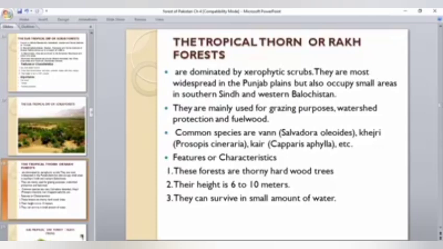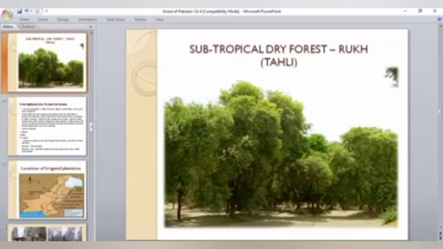Common species are Van, Khejri, and Kher, etc. Features or characteristics: these forests are thorny hardwood trees. Their height is about 6 to 10 meters. They survive on a small amount of water as well. This is the picture of tropical thorn forest or rock forest.